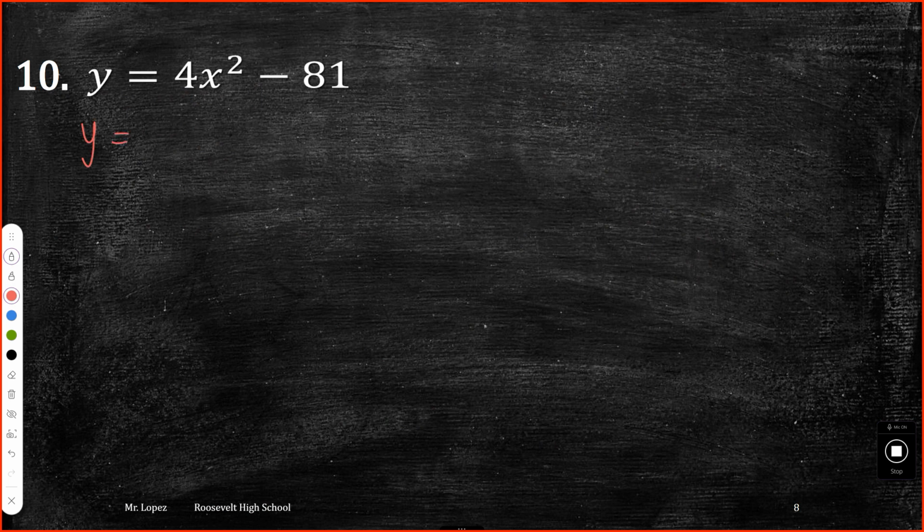4x squared. What is it missing? It's missing the x, no? So we're gonna put what? Plus 0x minus 81. And you're gonna do the x because that kind of makes sense to do. Again, what goes at the bottom? 0. And what goes on top?